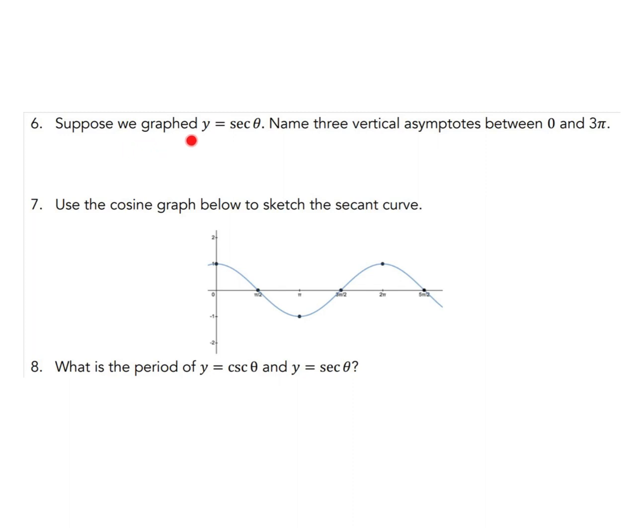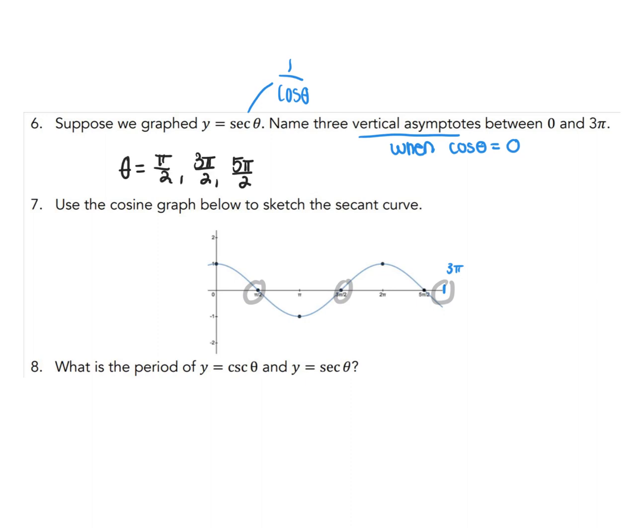Now suppose we have to graph y equals secant of theta, which is 1 over cosine theta. And it says name the 3 vertical asymptotes between 0 and 3 pi. So that is on this graph here, because this last point here is 3 pi. So it's when cosine of theta is going to equal 0. So that's pi over 2, 3 pi over 2, 3 pi. Now it says use the cosine graph below to sketch the secant curve. So I'm going to first draw my vertical asymptotes, and then we just go ahead and draw our curves.